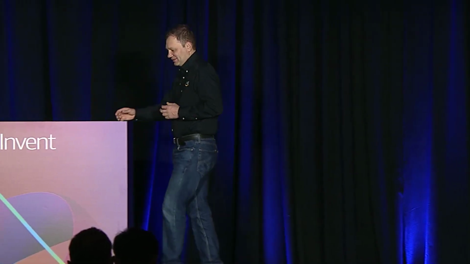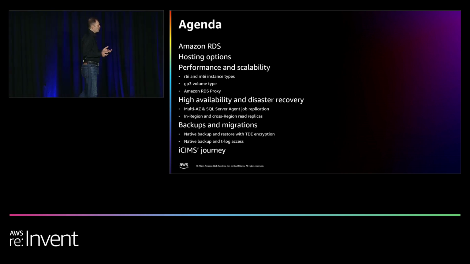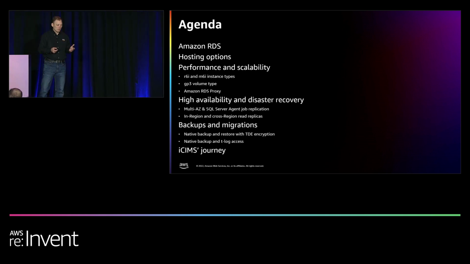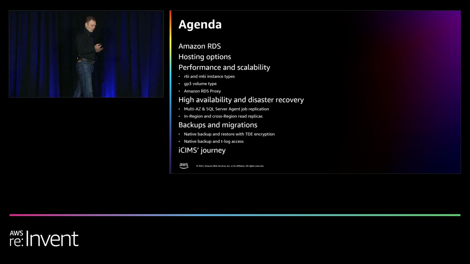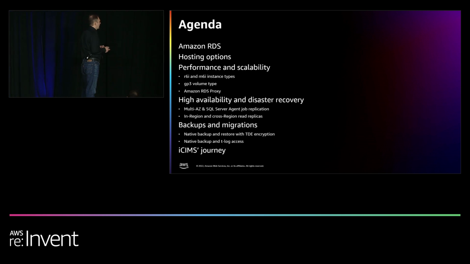All right. We have a jam-packed agenda for today, so let's go over it. First, for those of you who are new to RDS, we will take a look at what RDS is. Then we'll take a look at our hosting options. So if the question is, okay, how do I run my SQL Server workload on AWS, we will try to answer here exactly that question. Then we will take a look at our performance and scalability area and see what type of innovations we've recently added to the platform. Then we will move on to high availability and disaster recovery space and see what's new in that area, right?